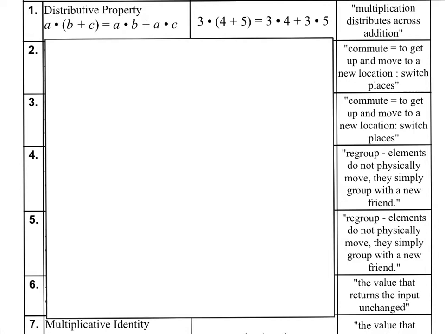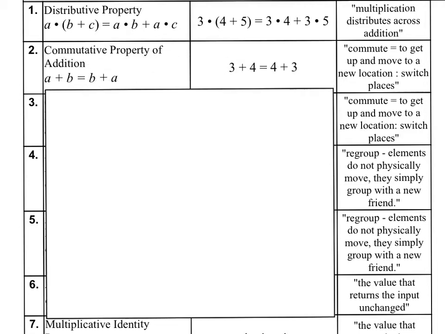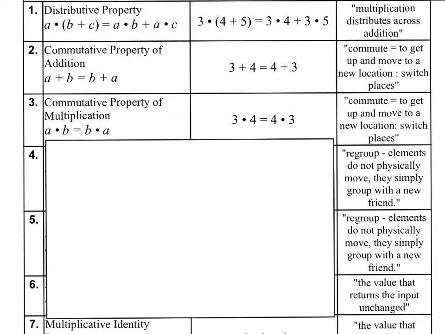Number 2, commute, means to get up and move to a new location to switch places. So here we have our commutative property, and again, this can be of addition or of multiplication. So in this example, A plus B is the same thing as B plus A. The order is changing. In our next example, it shows the same property but of multiplication instead. So A times B is the same thing as B times A.